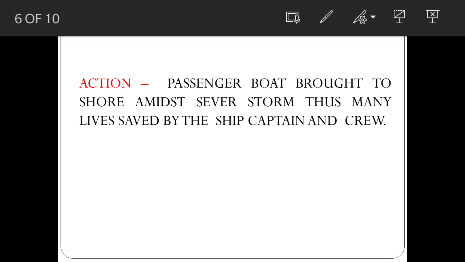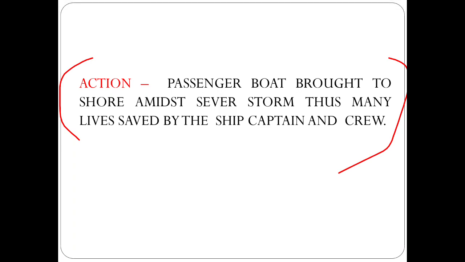The action of the story is shown. The action of the story is basically: passenger boat brought to shore amidst severe storm, thus many lives saved by the ship captain and crew. Now I always advise that the action of the story should be long, because in case you are not able to complete the story, at least the action will convey the theme. And even if you complete the story, sometimes we speak in a jumbled manner, so if the action is loud and clear, then people understand the theme, and then discussion is generated on your story. So action is very important, and it should be long. It should be 10 to 15 words, not just 2 words.